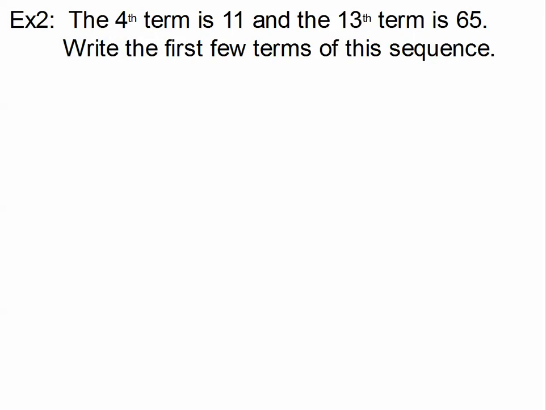So example 2 says we have the fourth term is 11, and the 13th term is 65. It says write the first few terms of this sequence. And in your notes, it should say that it's an arithmetic sequence.